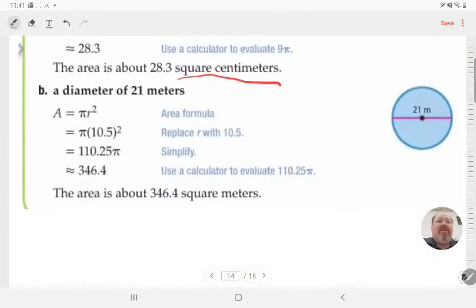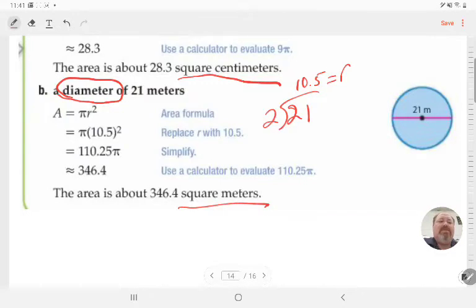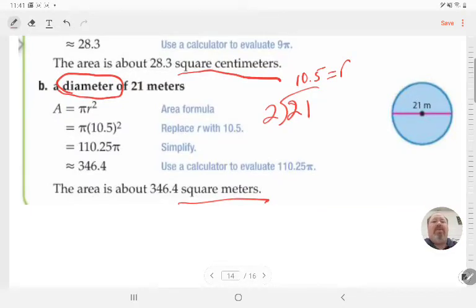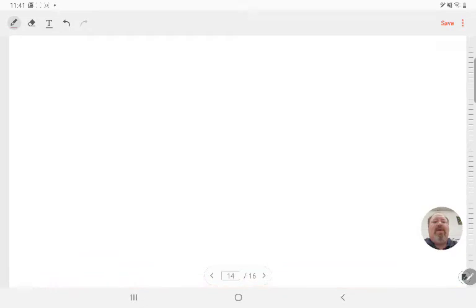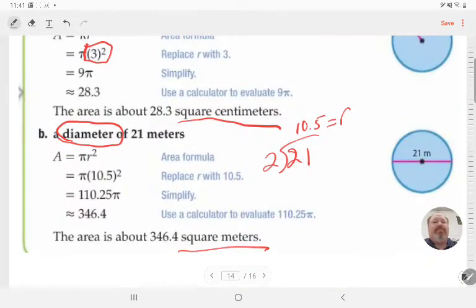Now, this one they give me 21 meters as a diameter. I need radius. So I would have to take 21 divided by 2 and give me 10.5. So now that equals my radius. So then it would be pi times 10.5 squared, and 10.5 squared is 110.25 times pi, or approximately 346.4 square meters. Okay? So again, if you get a diameter when you're looking for area of a circle, you have to figure out what the radius is.